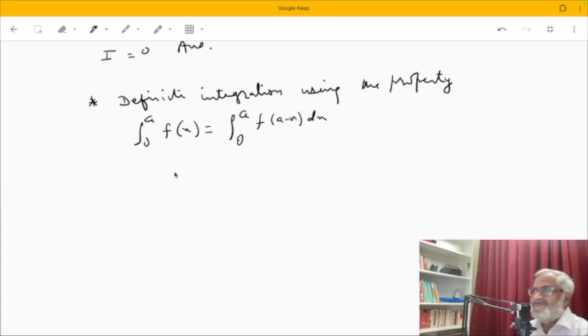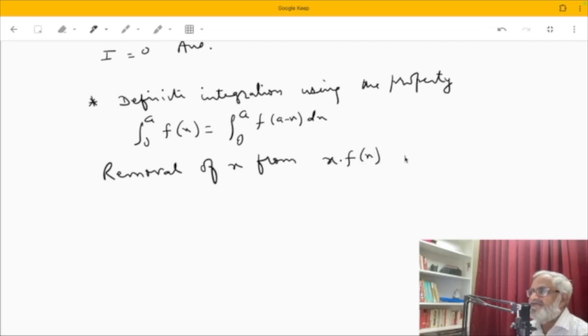By using this property, we will solve a special type of question: removal of x from x into f of x, where the integration of f of x is known. On using this, we take some examples.